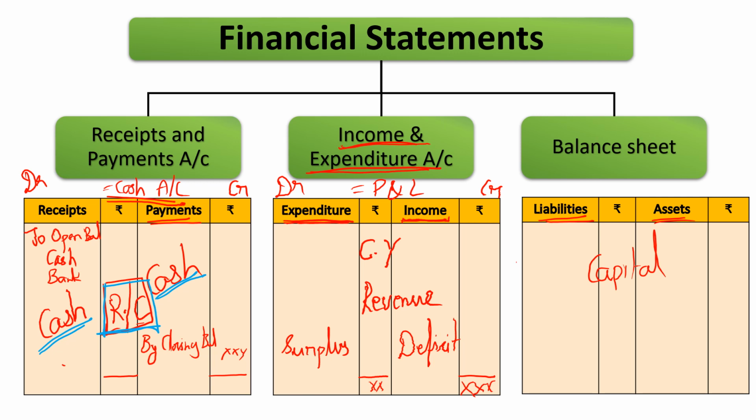Next one, in income and expenditure, you record only the current year transactions, and which should be only the revenue transactions, which are related to the business, which are in the course of business. For example, fees received, rent paid, salary paid, interest on loan paid, interest on investment received. These are all revenue transactions. Next one, balance sheet. Here you will record only the capital transactions and balance of liabilities and balance of assets.